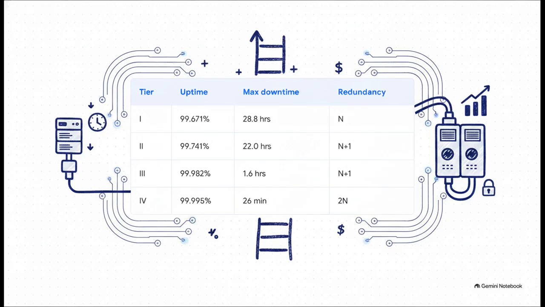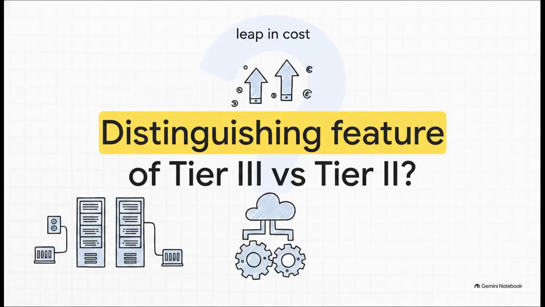No way around it. Getting there means shifting your redundancy from a basic N setup all the way to 2N. And just a heads up, every step up this ladder is going to add roughly 20 to 50% in your capital and operating costs. So here's a classic analytical question you should absolutely expect to see on your exam. What is the key distinguishing feature that separates a Tier 3 data center from a Tier 2 facility? Seriously, pause this explainer for a second and really think about it. What actually justifies that massive leap in cost between Tier 2 and Tier 3?